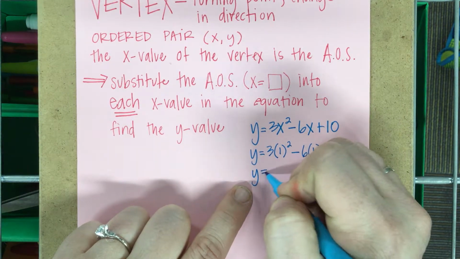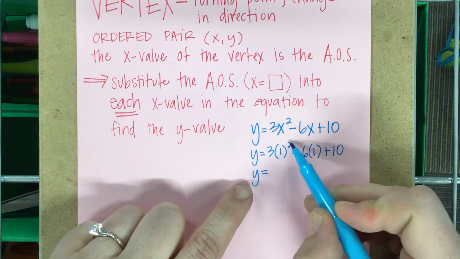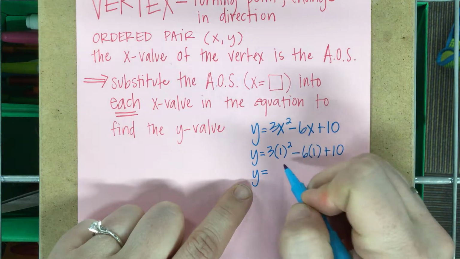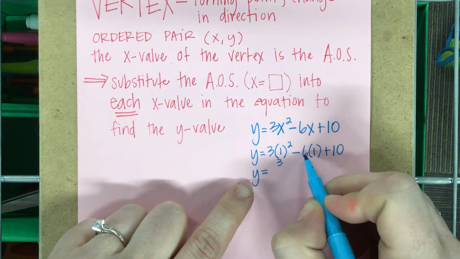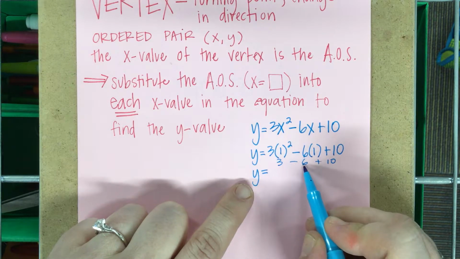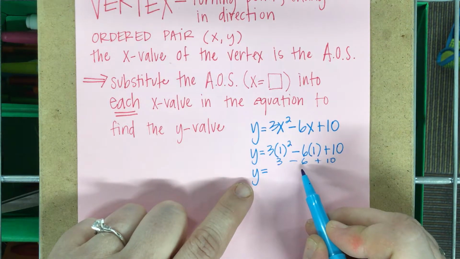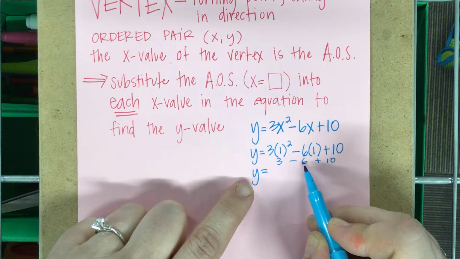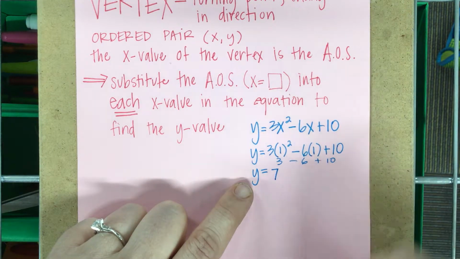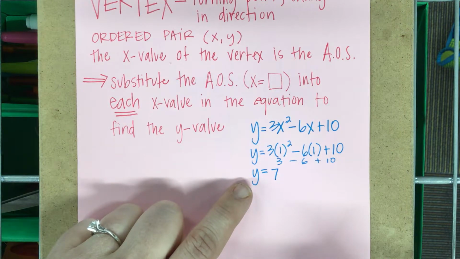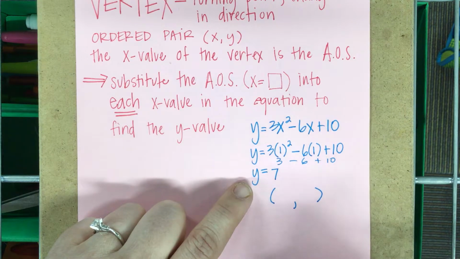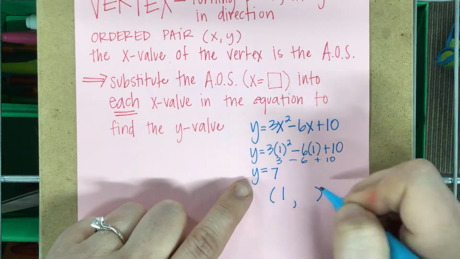So this equals what? 1 squared is 1 times 3 is 3. Negative 6 times 1 is minus 6 plus 10, right? 3 minus 6 is negative 3. Plus 10 is positive 7. So what's my vertex? What's my ordered pair vertex? 1, 7.